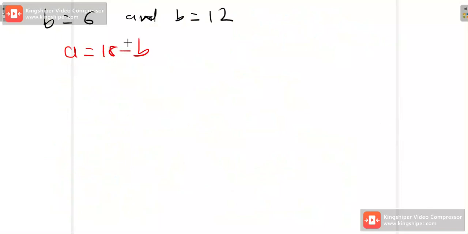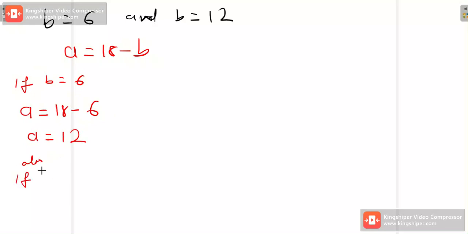18 minus b. A is equal to 18 minus b. So let's start. If b is equal to 6, then we are going to get a is equal to 18 minus 6. Then our a will be equal to 12. Also, if b is equal to 12, then it means that our a is going to be 18 minus 12, and our a will be equal to 6.